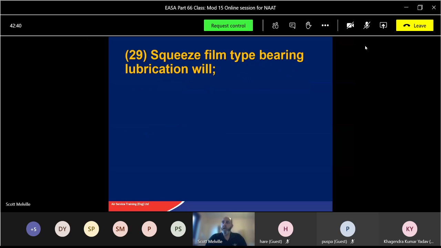Squeeze film type bearing lubrication will do what, or will prevent? Reduce vibration. By having that little film of oil between the housing that the bearing sits in, the oil takes up the gap, allows for thermal expansion and contraction, and that helps prevent the bearing chattering, as we call it, within the housing. So it helps reduce vibration levels.